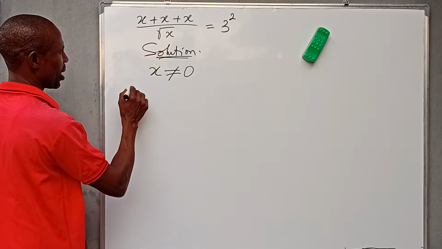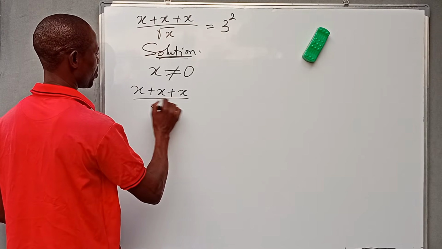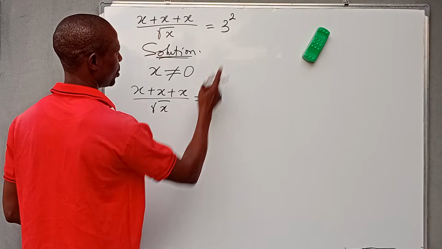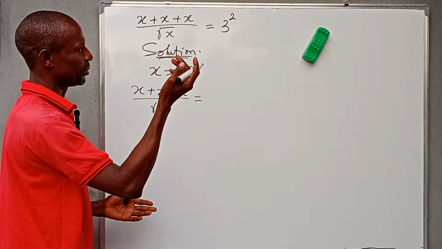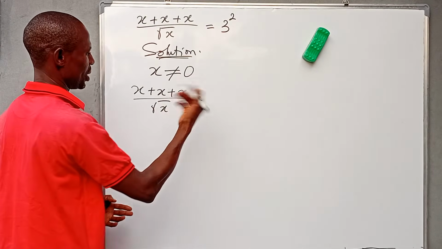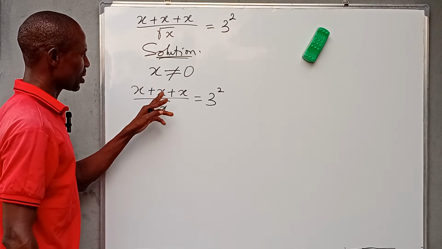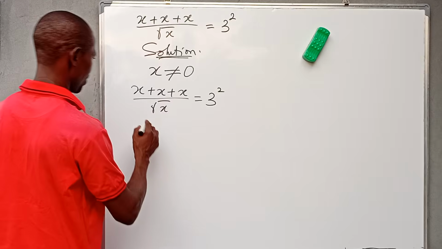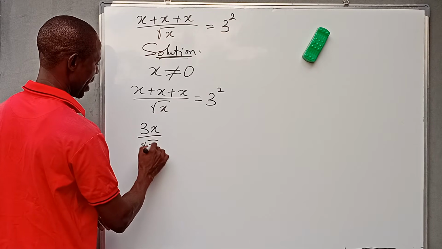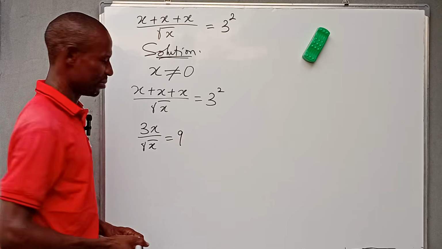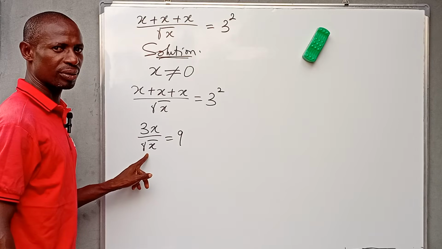So we have the question here, x plus x plus x, all over the square root of x, equal to 3 to the power of 2, which is 9. But let's just keep it here. So look at this. We have x plus x plus x, 3 of it. If we add up, this gives us 3x all over the square root of x equal to 9.